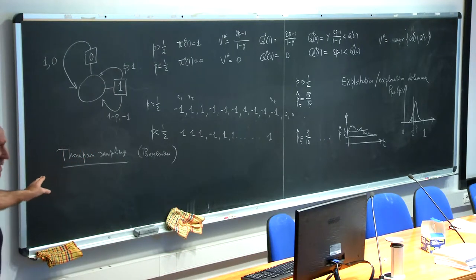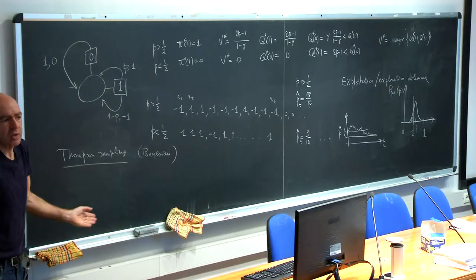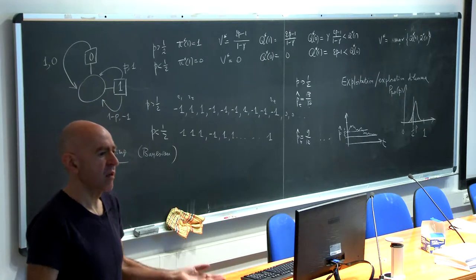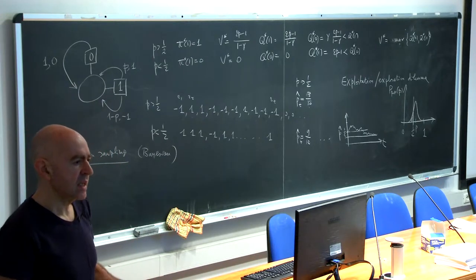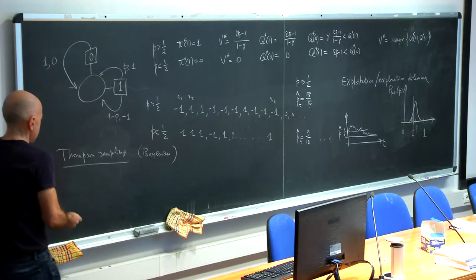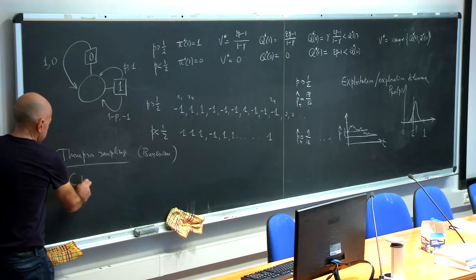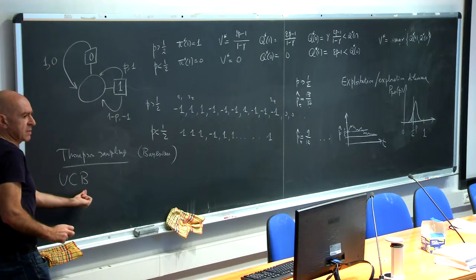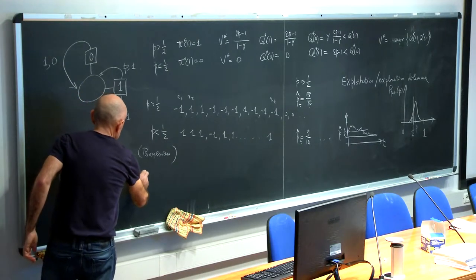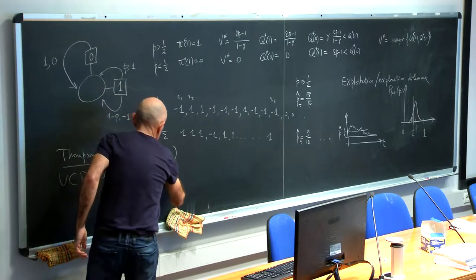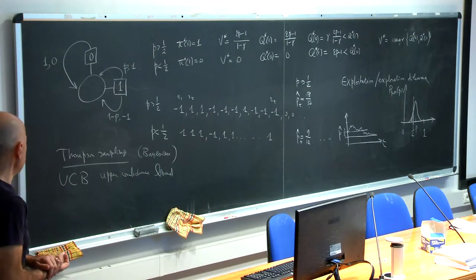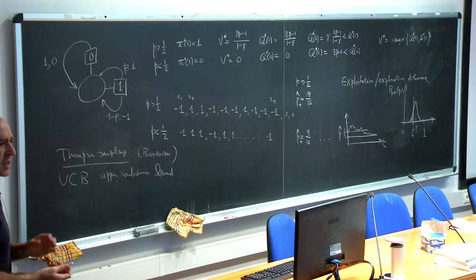One limitation of this algorithm is that it's Bayesian. So suppose you don't want to use priors. You just want to rely on the string of observations. Then in that case, there is a very similar algorithm which works as well. This is a class of algorithms which are called UCB, from upper confidence bound. There's a whole wealth of these algorithms with various declinations.